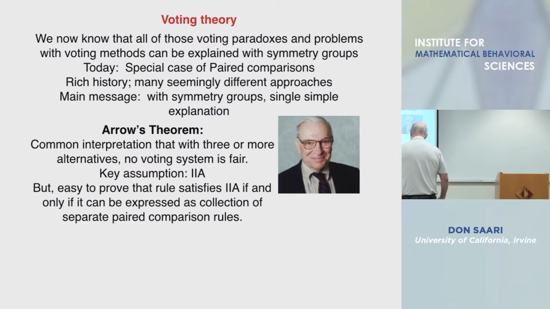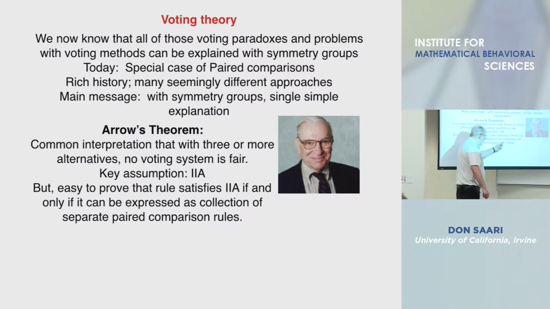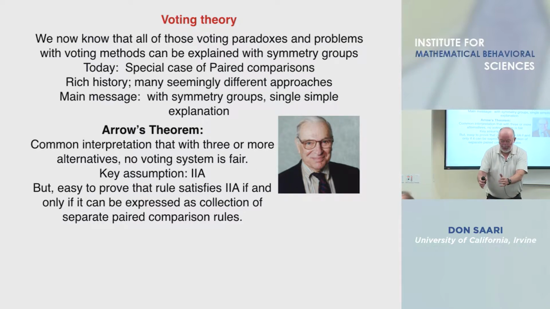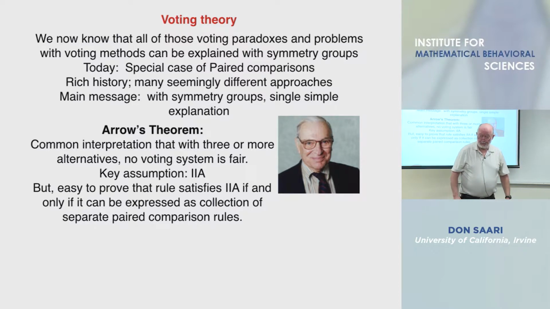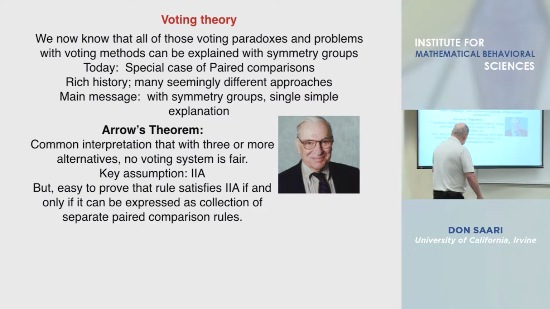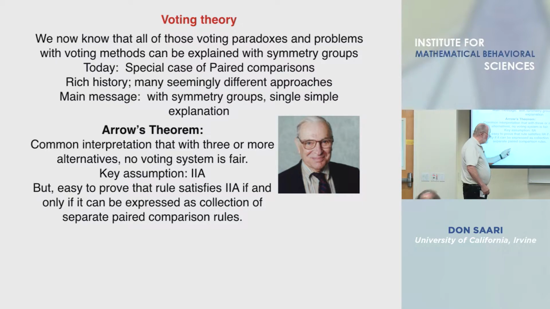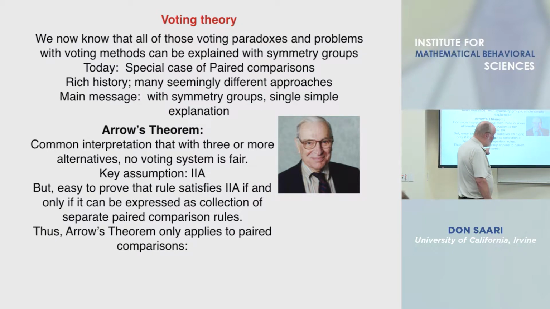But let's see what it says. It's easy to prove that a voting rule satisfies IIA if and only if you can write it as paired comparisons: a paired comparison for A, B, for A, C, etc. So really Arrow's theorem does not, contrary to what we teach in our classes here at UCI and elsewhere, mean that no voting system is fair. What it really says is that we're talking about paired comparison rules. So whenever you're using paired comparisons, with statistics or anything, expect problems to arise.